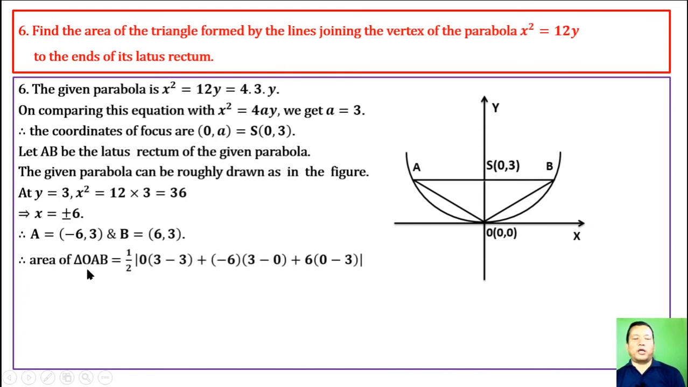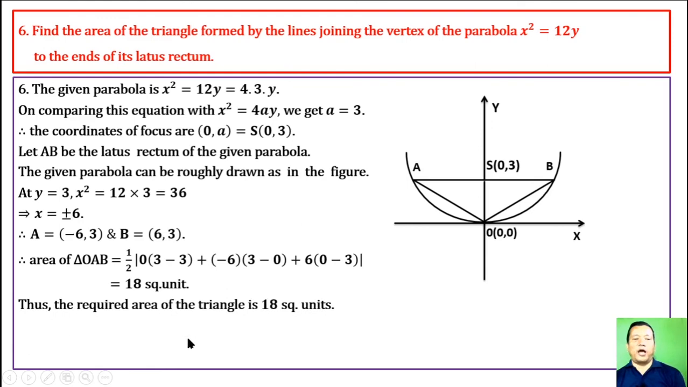Therefore, area of triangle OAB is equal to half of 0 times (3 minus 3) plus (-6) times (3 minus 0) plus 6 times (0 minus 3). Solving, we get 18 square units. Thus, the area of the triangle is 18 square units.